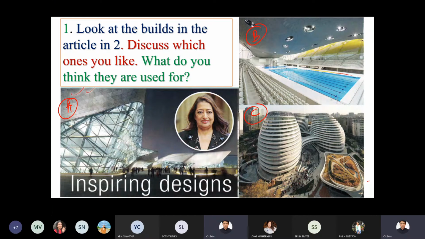Okay, everyone. Let me ask you some questions here. I put the first picture here, picture A, B, and C. All right. Let me ask some students here. I want to start with Valet. Valet, which pictures do you like? I like picture A. Picture A. Okay. Thank you very much. Can you give us the reason why you like picture A? Why do you like picture A, Valet?